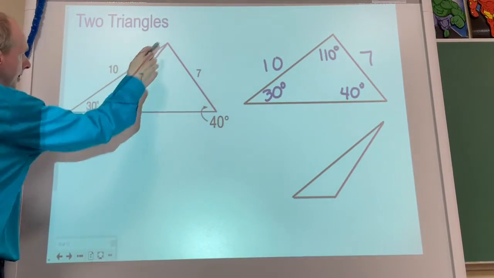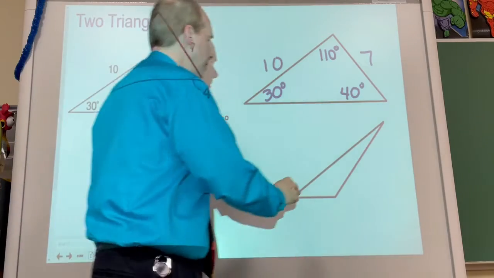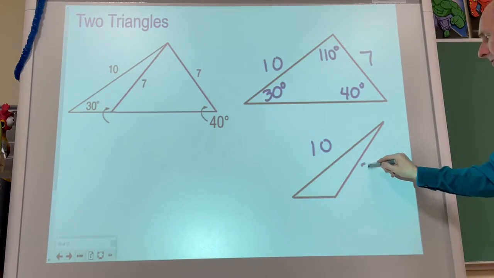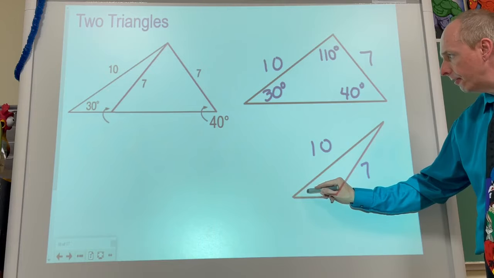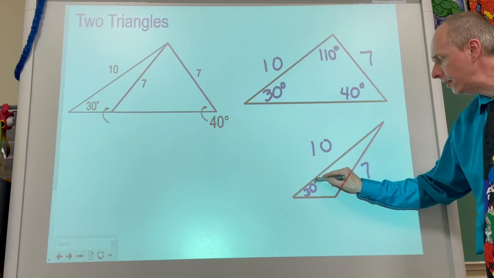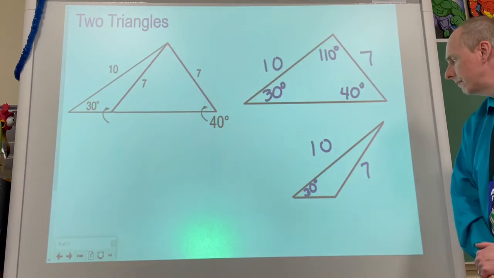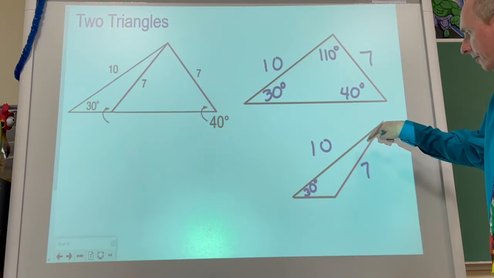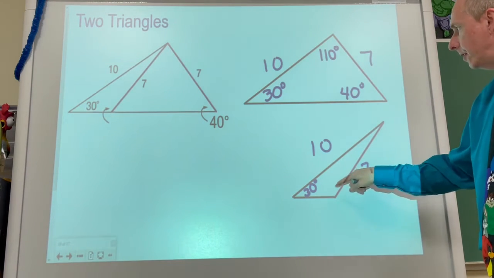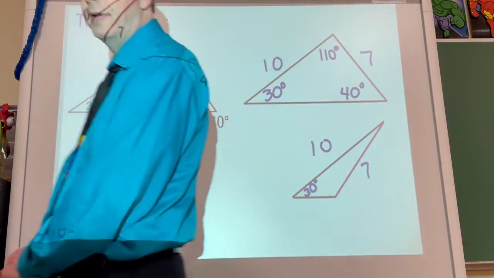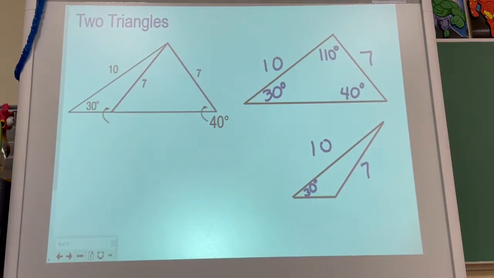Or we could end up with this little triangle here. Oh, this one's so cute. Look at that little triangle. Well, this is still our 10. This is our 7. This is our 30. All right? This is definitely acute. This is definitely obtuse. So we've got all these different possibilities here. And that's why we have the ambiguous case of the law of sines.